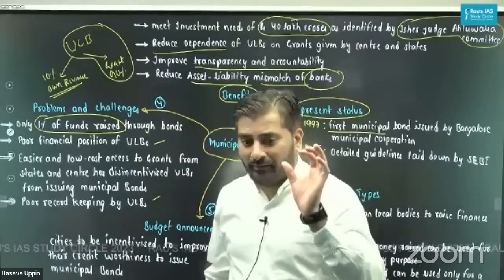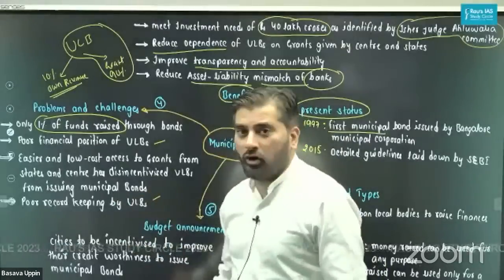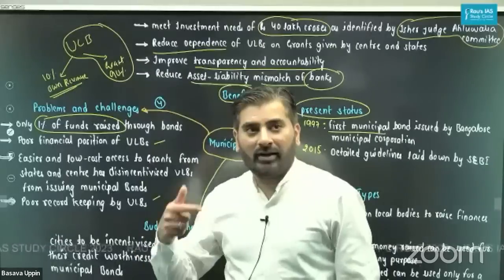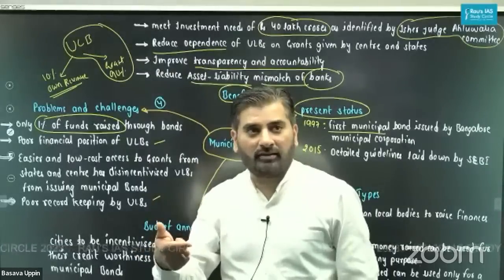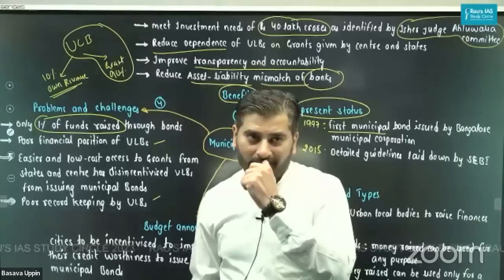Like we can give them grants only based upon a condition that they have good record keeping, that they improve their transparency and accountability. So when we impose such conditions on urban local bodies, then automatically their creditworthiness will improve. Clear, Naman?